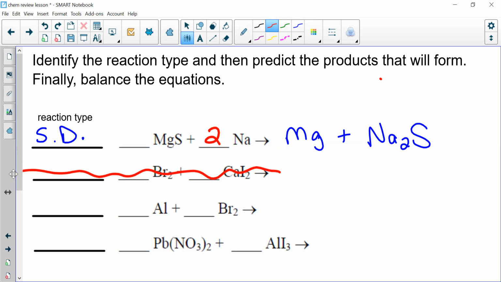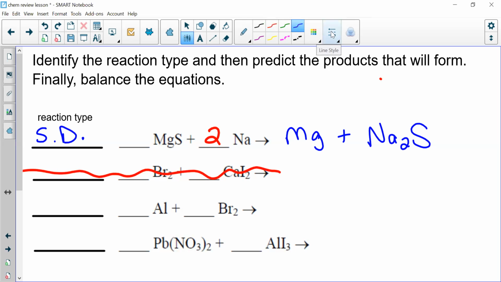But look at Al plus Br2. What kind of reaction does that look like it's going to be? Synthesis? This looks like synthesis. Aluminum and bromine are both elemental forms, so they're very simple reactants. They're going to bond together.